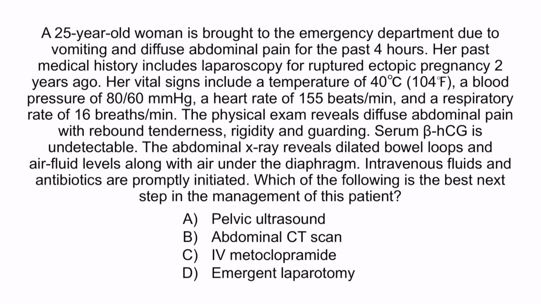A 25-year-old woman is brought to the emergency department due to vomiting and diffuse abdominal pain for the past 4 hours. Her past medical history includes laparoscopy for ruptured ectopic pregnancy 2 years ago. Her vital signs include a temperature of 40 degrees Celsius, a blood pressure of 80 over 60, heart rate of 155, and respiratory rate of 16. The physical exam reveals diffuse abdominal pain with rebound tenderness, rigidity, and guarding. Serum beta-HCG is undetectable. The abdominal X-ray reveals dilated bowel loops and air fluid levels, along with air under the diaphragm. Intravenous fluids and antibiotics are promptly initiated.